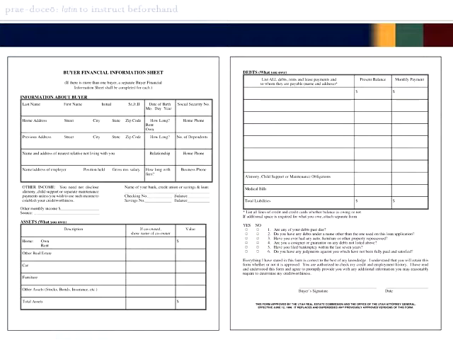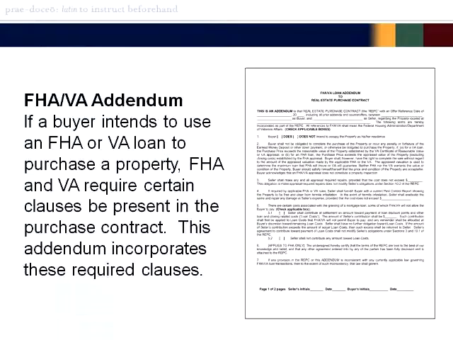FHA VA Addendum. If a buyer intends to use an FHA or VA loan to purchase a property, FHA and VA require certain clauses be present in the purchase contract. This addendum incorporates these required clauses.